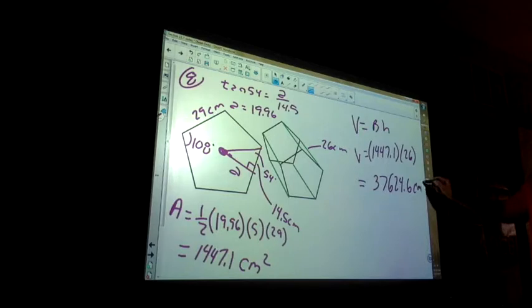37,624. 37,000 what? 624. Cubic centimeters now. Sweet. Anything else?